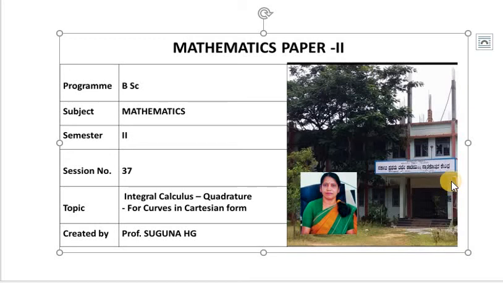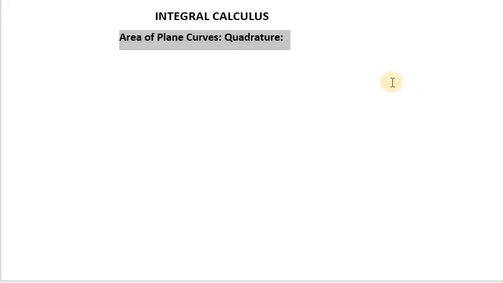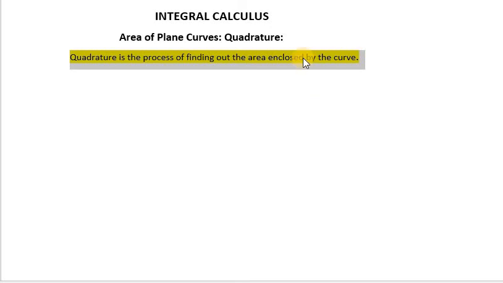In this video, we are going to learn how to find the area enclosed by the curves in Cartesian form. Area of plane curves is known as quadrature. Quadrature is the process of finding out the area enclosed by the curve. So the process of finding the area enclosed by the curve or two or more curves is known as quadrature.